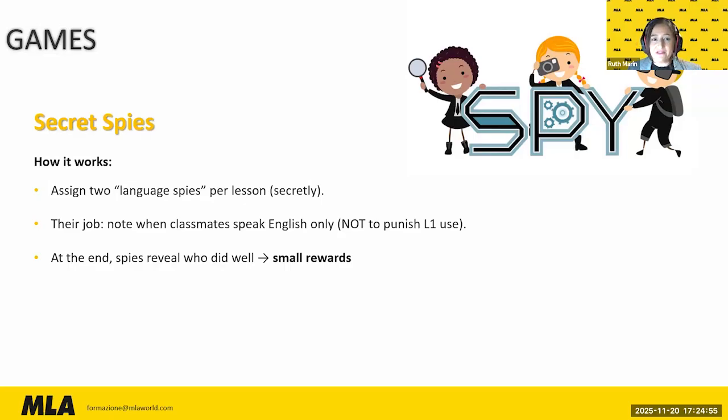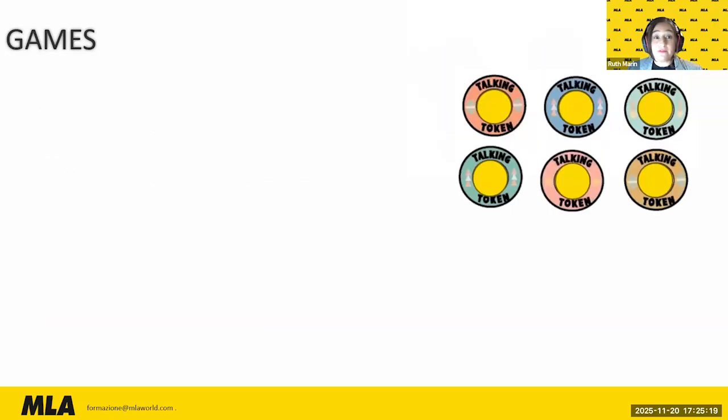But the idea here is to avoid the punishment side of it. So it's just to praise them. So you ask the spies to take a note of who speaks most English. And it's not about errors. It's not about how well they get it. It doesn't matter. It's about attempting. Okay? Again, we welcome mistakes. We encourage them to use English. So we just want them to use it.